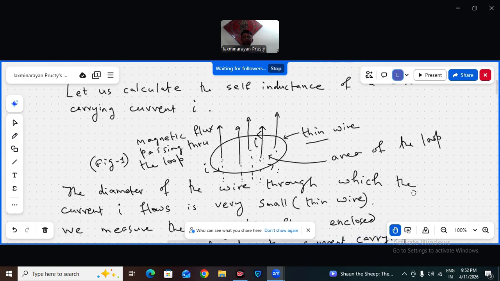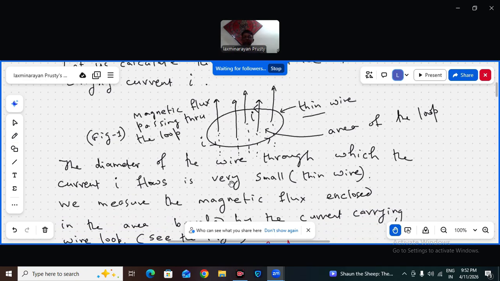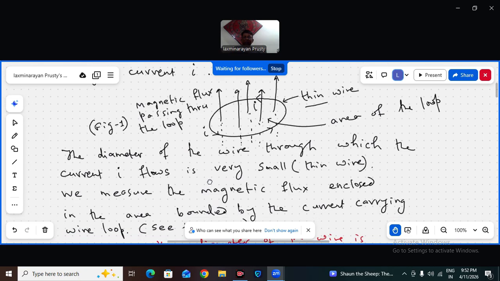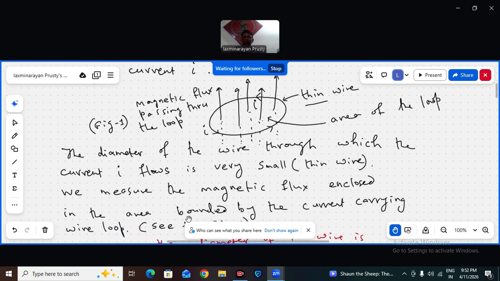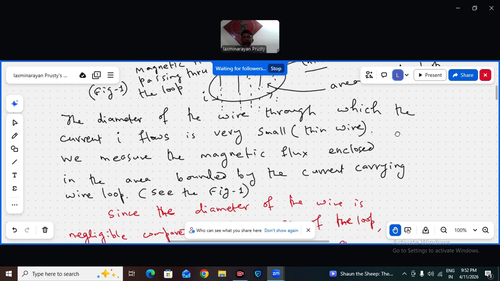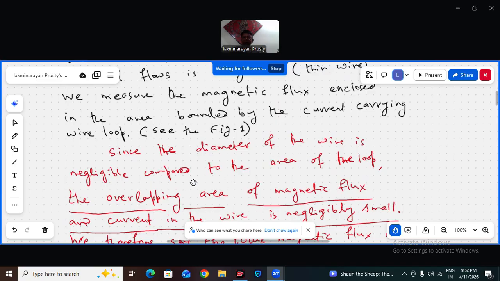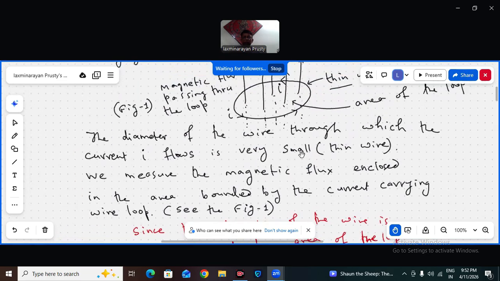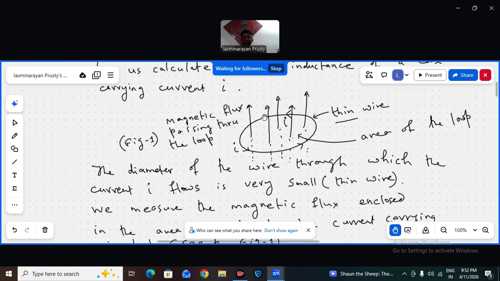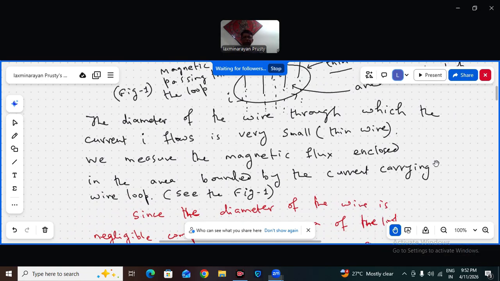So the diameter of the wire through which the current I flows is very small, a thin wire. We measure the magnetic flux enclosed in the area bounded by the current carrying wire loop. See figure 1. Since the diameter of the wire is negligible compared to the area of the loop, if I ask you what is the overlapping area of the flux and the current, it is negligibly small, because the area of the current flow itself is very, very small, because the thickness of the wire is very small.